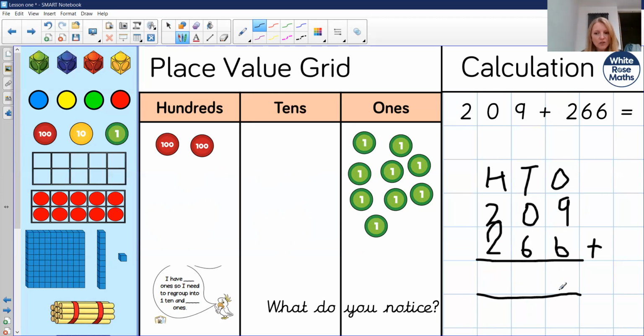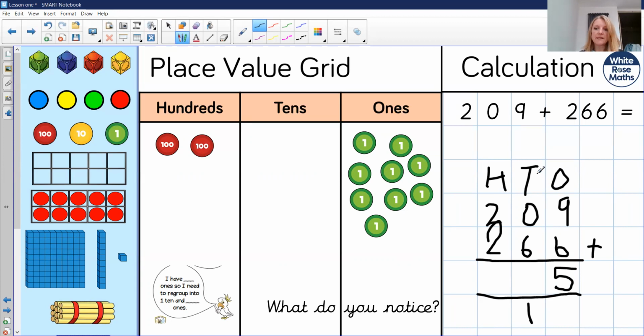I can't squish 15 into this box here. I need to regroup that into 1 ten and 5 ones. And my 10 goes underneath the tens column, and my 5, because it means 5 ones, goes in the ones column. And you can see the 15 there, 1 ten and 5 ones.